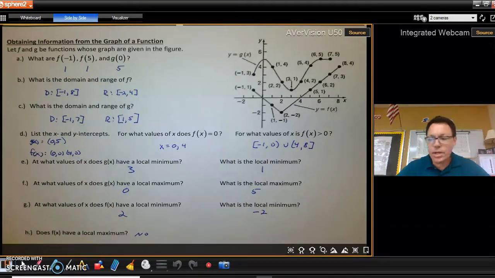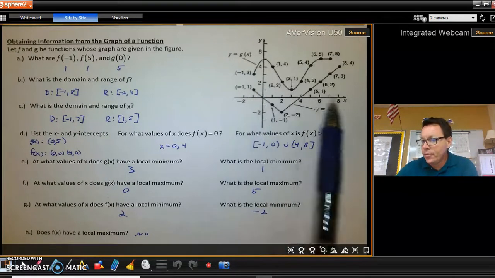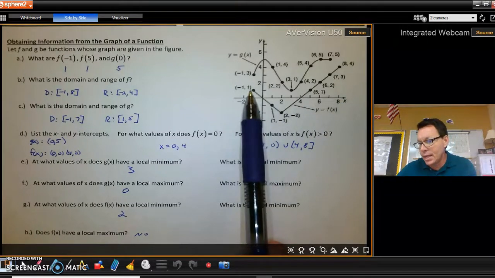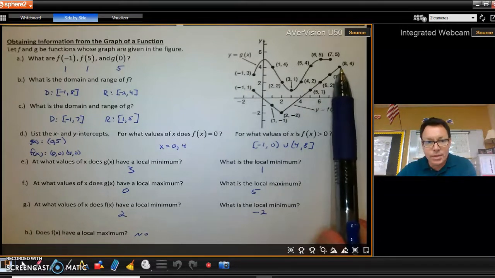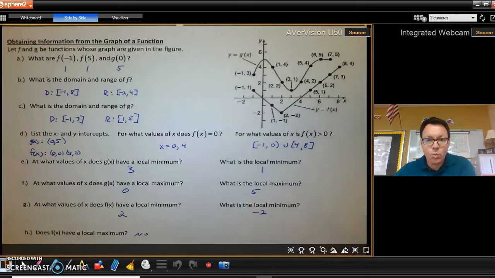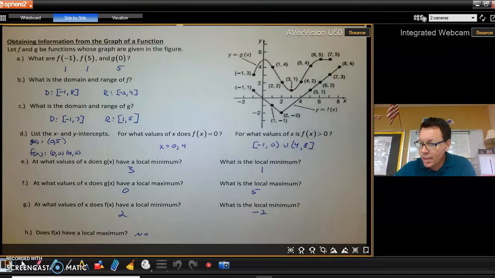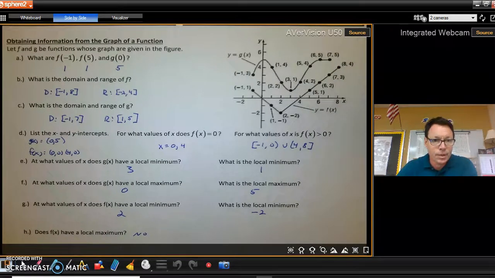What is the domain and range of f? Well, f, if you look at the x values, or the width of the graph, it goes from -1 to 8. So that's my domain. And then my y values, my lowest point is -2 and my highest point is 4. So that's the range. For function g, it's from -1 to 7 is the domain. And then the range is from 1 to 5. Okay, from low y value to high y value.